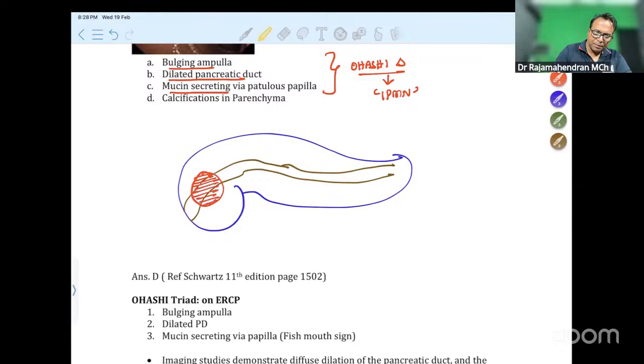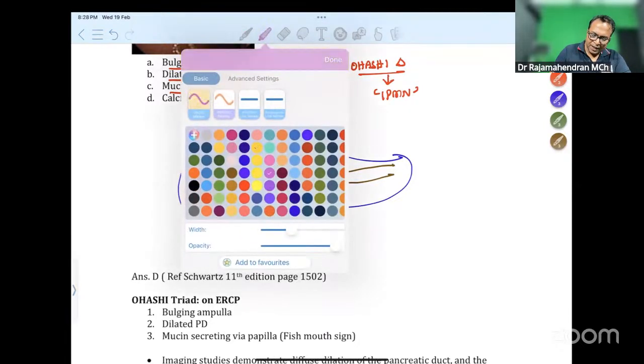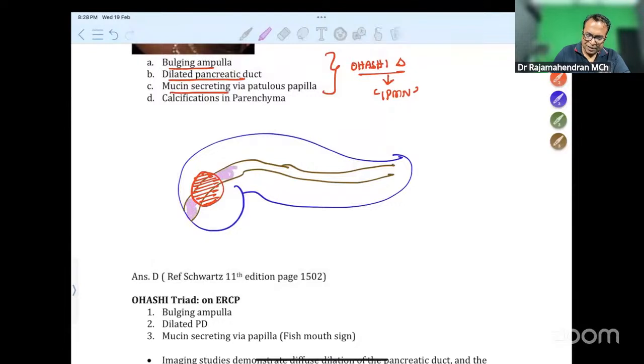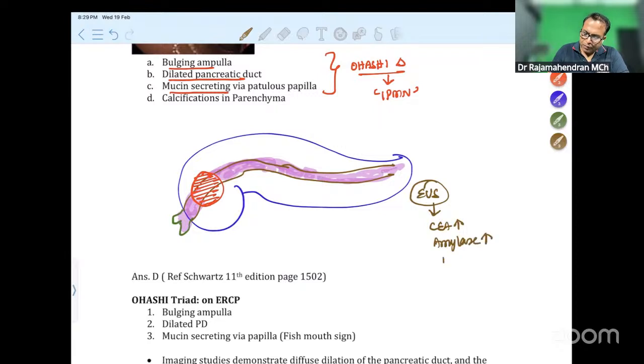Since IPMN is a mucin producing tumor, it secretes mucin into the duct like this. Therefore, the duct is fully dilated. So IPMN will have dilated ducts on either side, both sides. And you can see mucin secreting into the ampulla like a fish mouth ampulla appearance. And very important point, when we analyze the fluid on EUS, analysis shows CEA increased in the fluid, amylase increased in the fluid, and mucin is increased in the fluid. All are increased in this fluid.